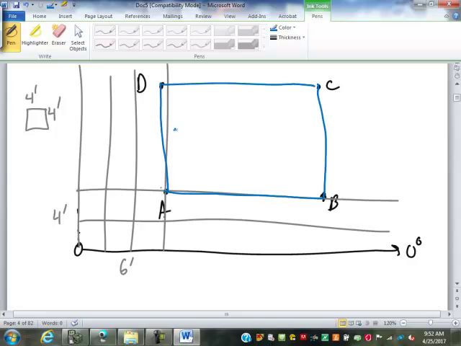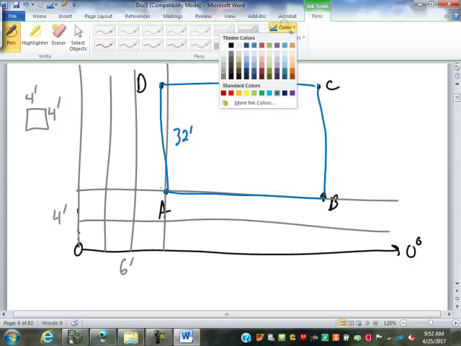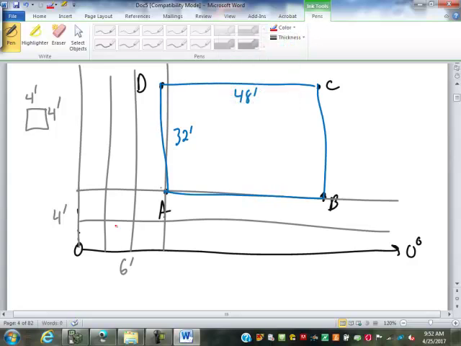Let's say that it is 32 by 48 feet. Obviously not drawn to scale here. So anyway, our distance to this corner here is 6 and 4. So let's say I give you an example of this. What I need to find is this angle and this distance.